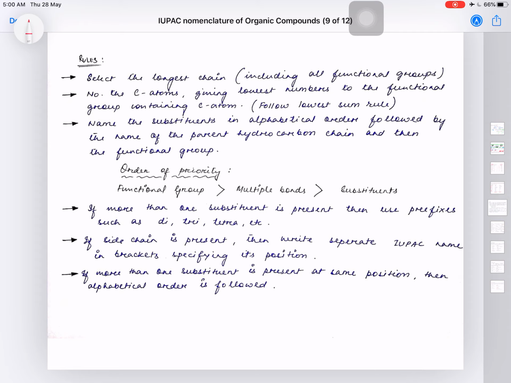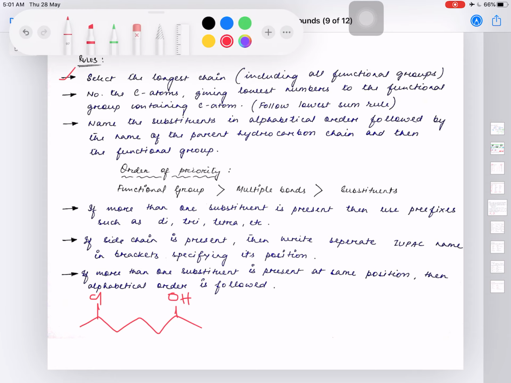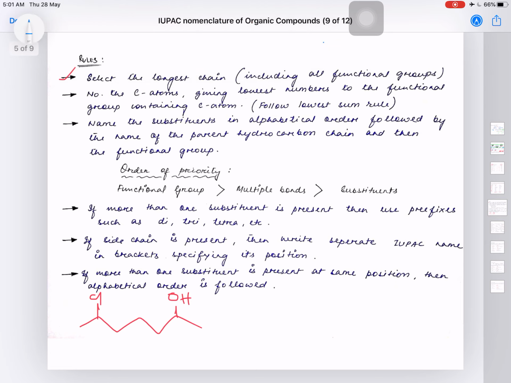First of all, you will identify the longest chain. According to the first rule, you just have to identify the longest chain. Say you have this hydrocarbon chain, with an OH group in this position and a Cl group in this position. The longest chain is identified: 1 2 3 4 5 6 7. You have 7 carbon atoms, so it is a heptane chain. This means the parent chain is heptane.